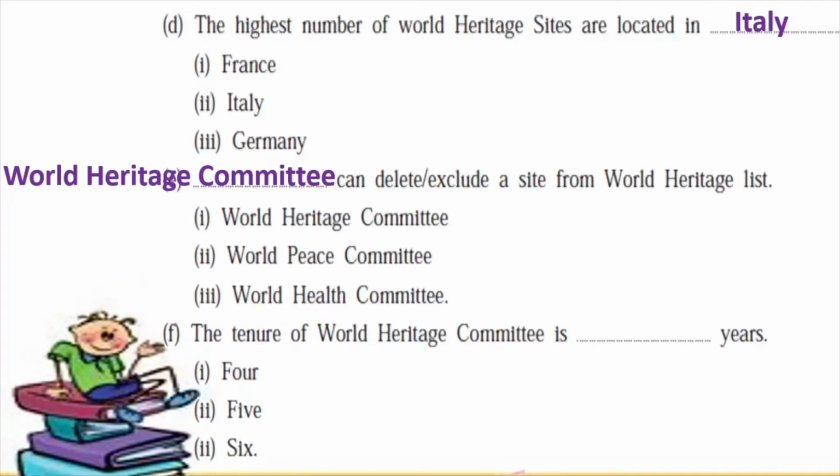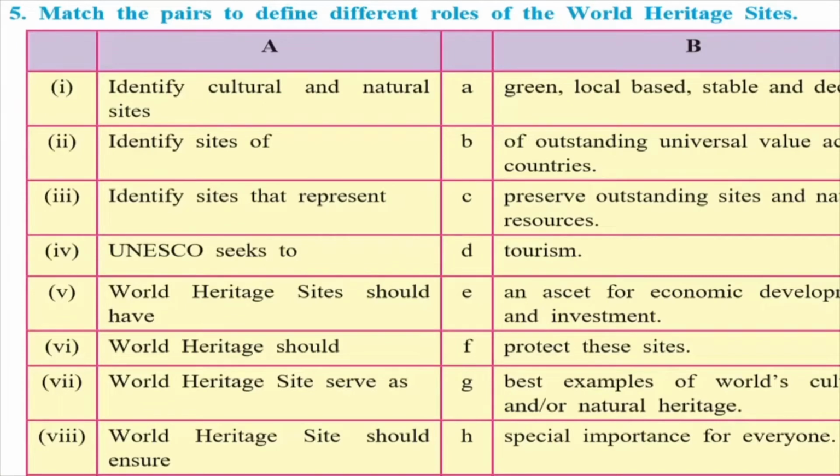The last question here, the tenure of the World Heritage Committee is it 4 years, 5 years or 6 years? It is 6 years. Okay, so this was exercise 4 from your textbook English workshop part. We will try and do as many exercises as possible. Come on, let's come to the next one where you have to match the pairs to define the different roles of the World Heritage Site. So once you are able to do this exercise, that means you have understood about the working and about the role of the World Heritage Site.